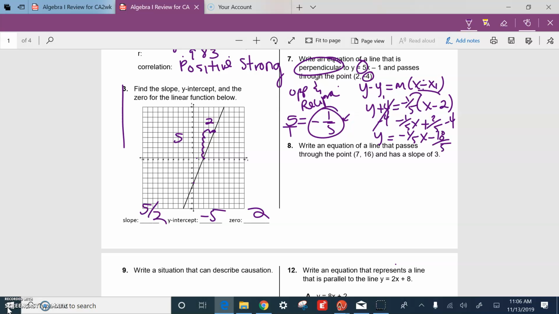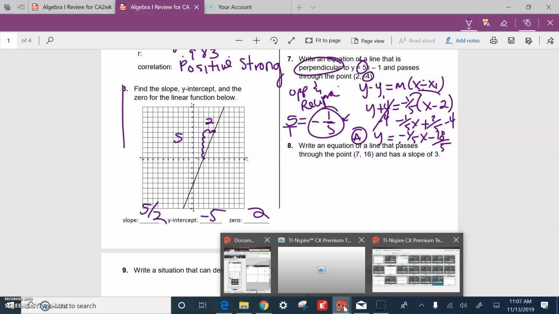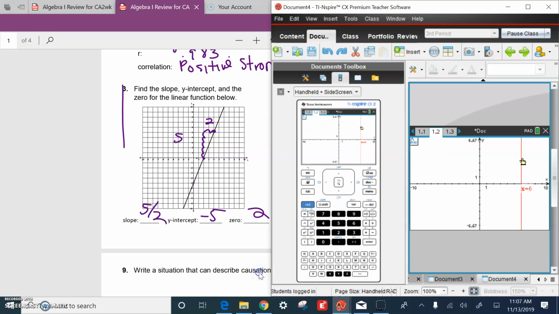If I have answer choices, which I will have on my test, then you would just check the slope, that it's -1/5, and this one is, right? And then you could graph it and check that it goes through this point. So let's do that. Let's pretend that this was answer choice A, and I'm going to graph it. So I already know that this is a correct slope, so I don't have to graph all of them. And then I'm going to check for that point. So I'm going to go to a graph.